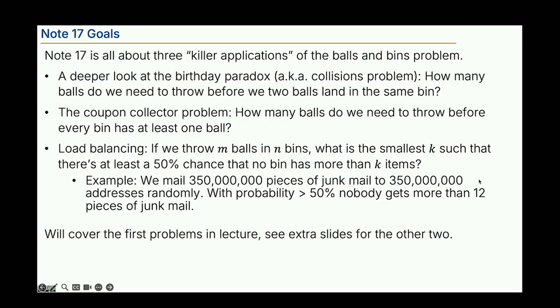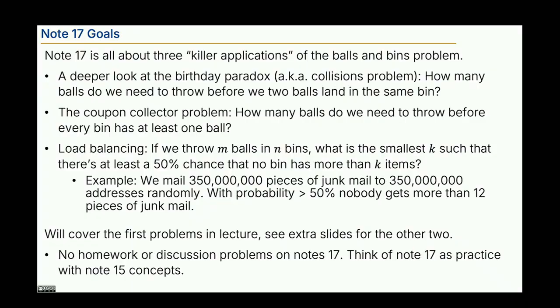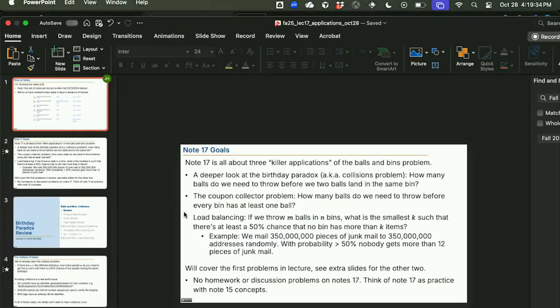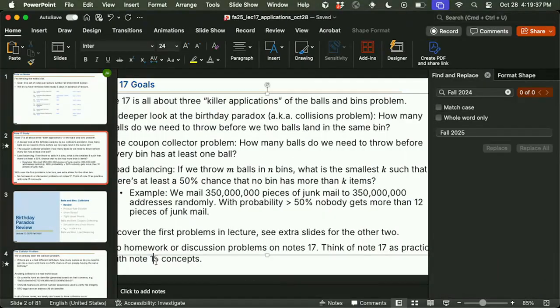Okay. I'm going to cover the first problems in lecture. I mean, there's multiple perspectives on this first one. And then there's extra slides that help decompress, or if you're finding the notes hard to read, I have some extra slides, but there's just not enough time in lecture. And also, I should note that there's never any homework or discussion problem on these notes. So I think of it as a way to practice note 14 concepts. I guess this should really say... Okay. We're going to fix it.